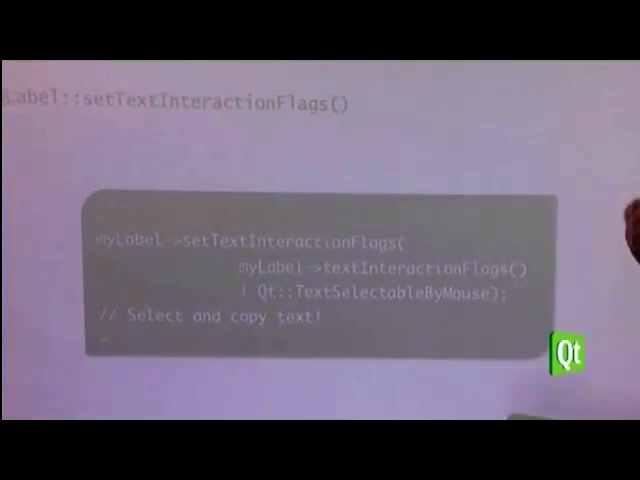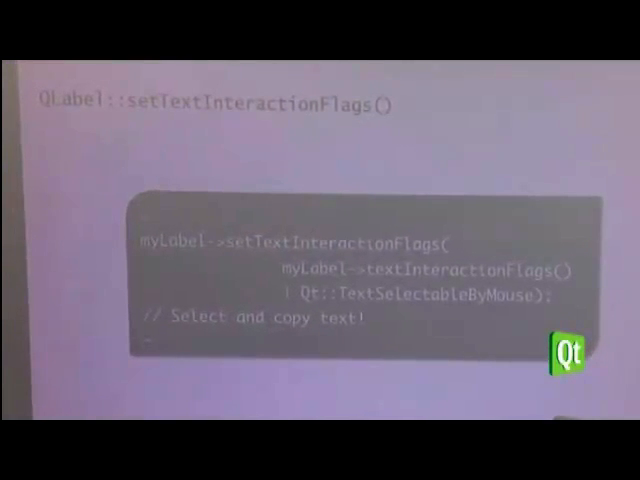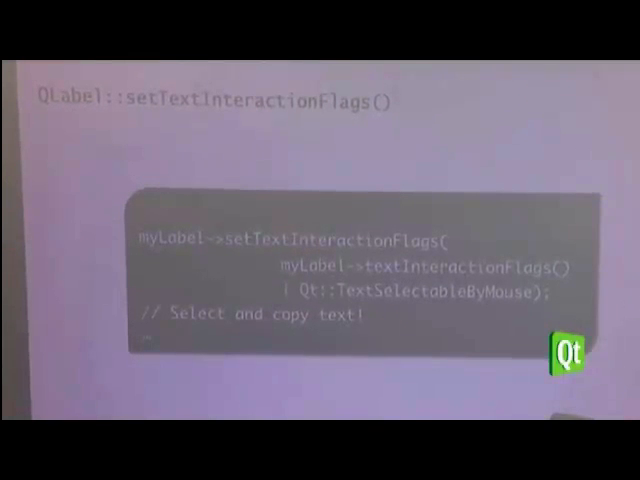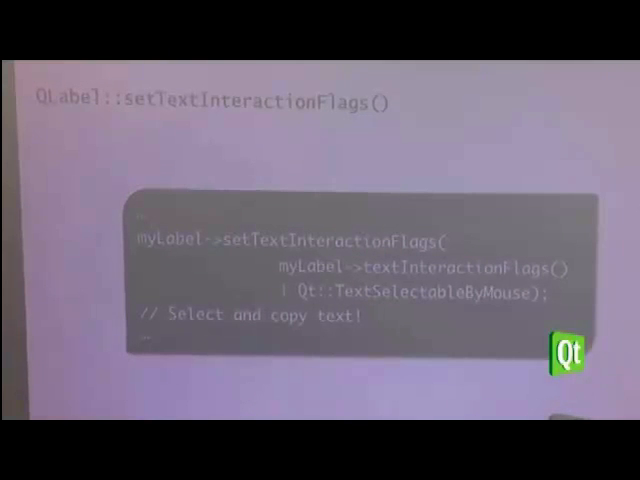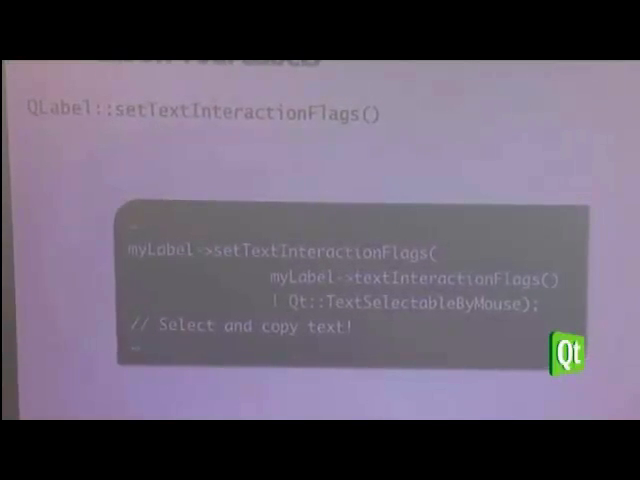So in this very simple example, we take the text interaction flags that are currently on the label and or in the value Qt text selectable by mouse. And after enabling that, you can now select and copy your text. There are a lot of other flags that go along with these text interaction flags. You can even make your label into sort of a mini web browser if you really felt like it.